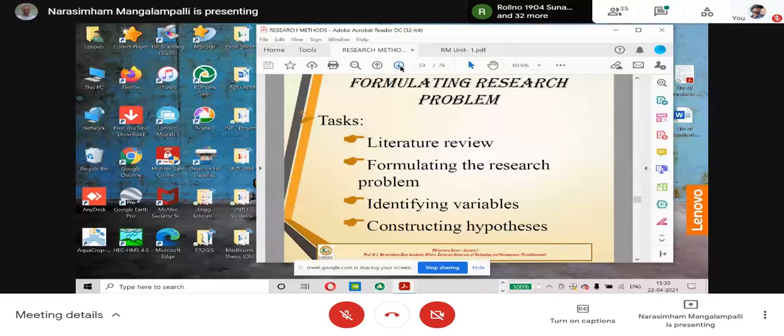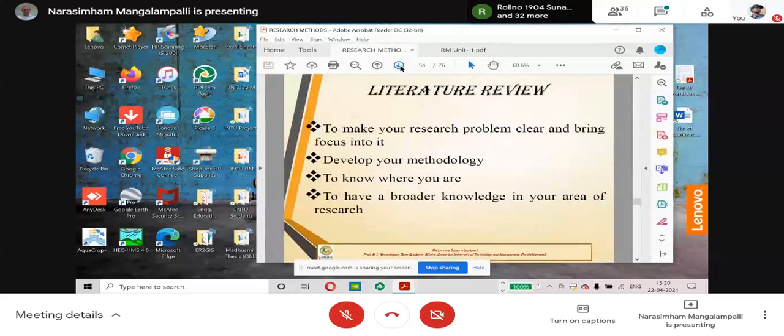So let us take one after the other. Literature review. Why do we do literature review? To make your research problem clear and bring focus into it. And then the literature review will also help you to develop your methodology.